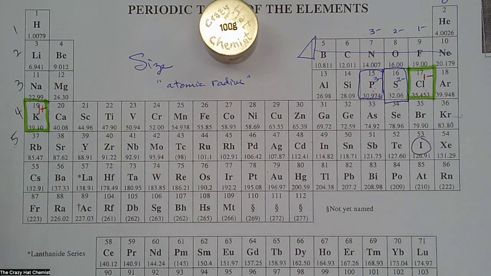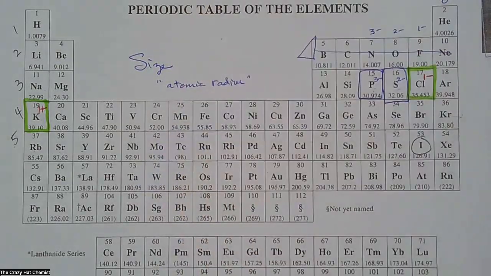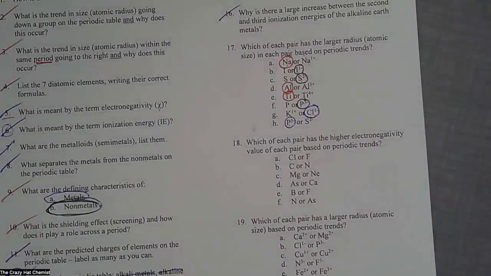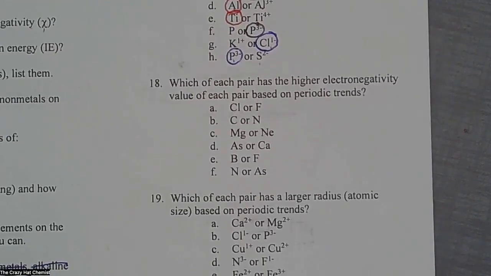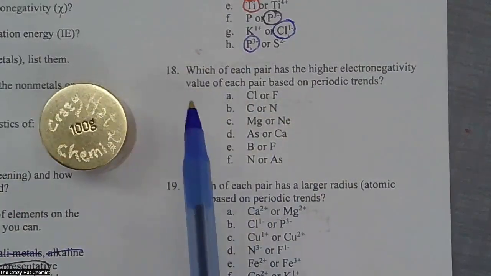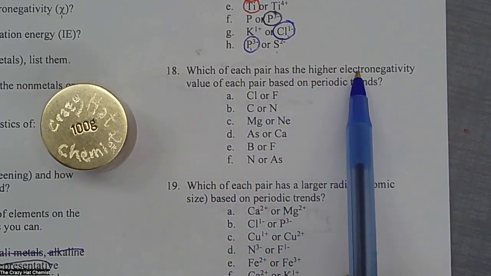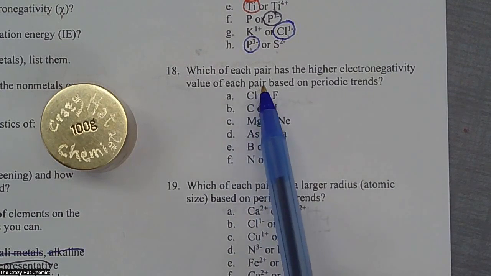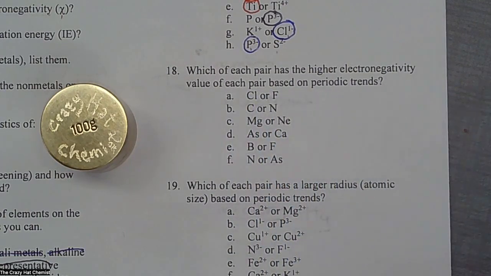All right, so let's move on to our next problem, which is problem number 18. Let's see if we can fix that up here for you and zoom on in. Problem number 18 says the following: which of each pair has the larger or higher electronegativity value based on periodic trends?